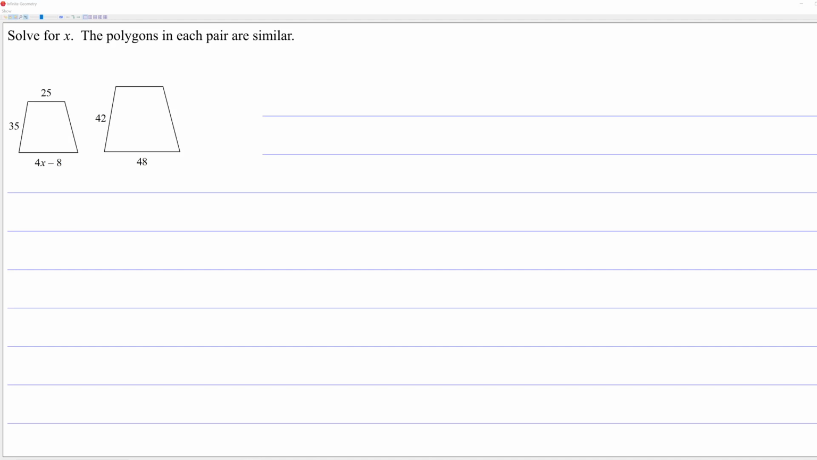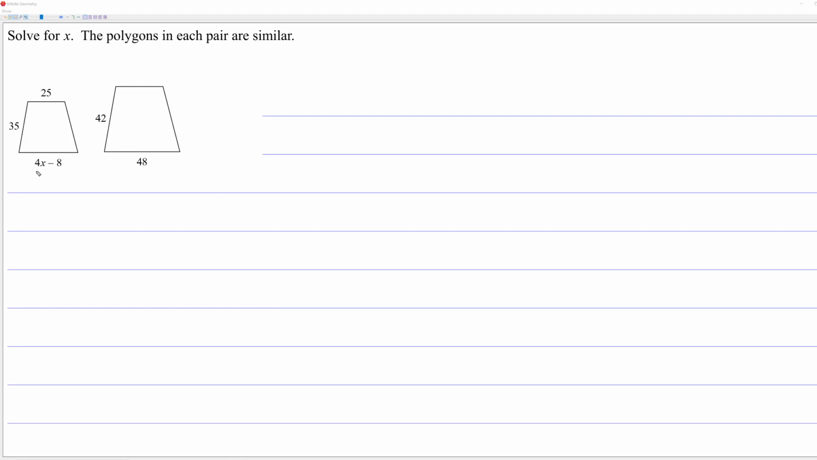Alright, this video is about dealing with similar shapes. I've already made a couple of introductory videos about similar shapes, so you can watch those as well. So if we want to solve for x and we know that the polygons are similar, all we really have to do is compare corresponding sides.